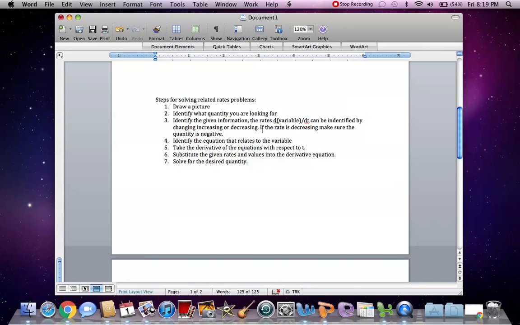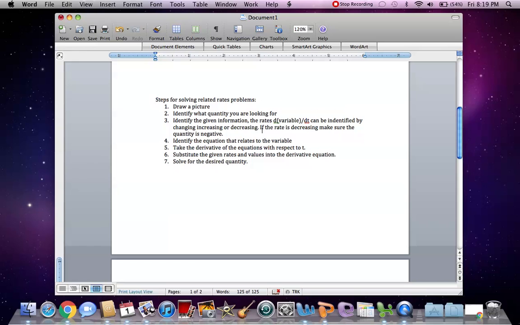First, we need to draw a picture. Then we need to identify what quantity we are looking for. After this, we identify the given information of the rates. d variable over dt can be identified by changing, increasing, or decreasing. If the rate is decreasing, make sure the quantity is negative. Identify the equation that relates the variables, then take the derivative of the equation with respect to t.